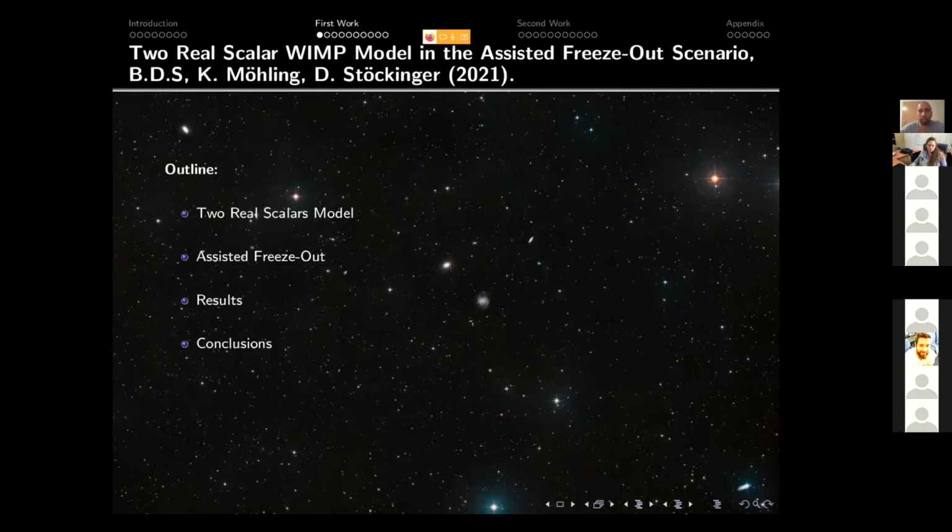So basically, what we consider here is a simple extension with two real scalars. As I said, two real scalars, but we are going to focus on a particular scenario, which is called assisted freeze-out. Then I'm going to show you some results and the conclusions of this work.